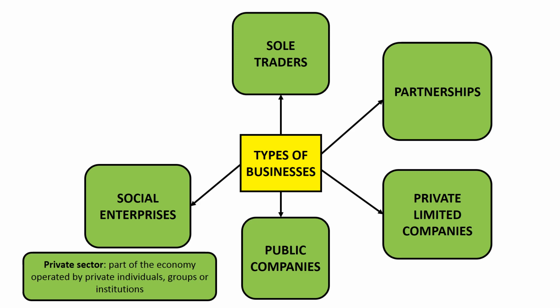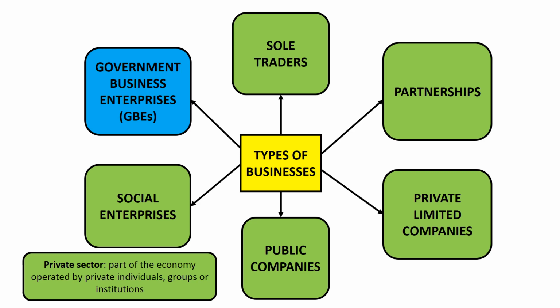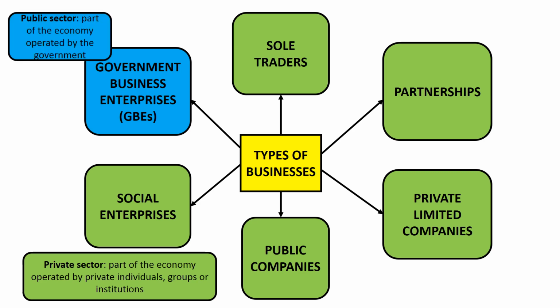The 6th type of business is the government business enterprise, or GBE. This type of business is found in the public sector. The public sector is that part of the economy that is operated by the government. So government business enterprises are businesses that are owned by the government.